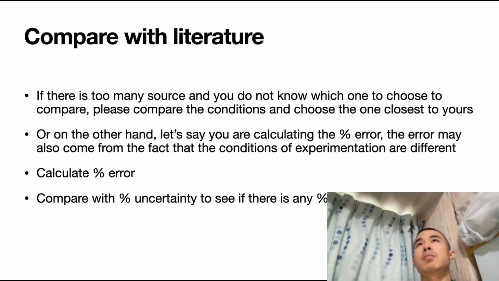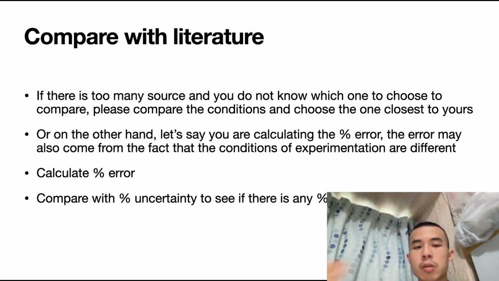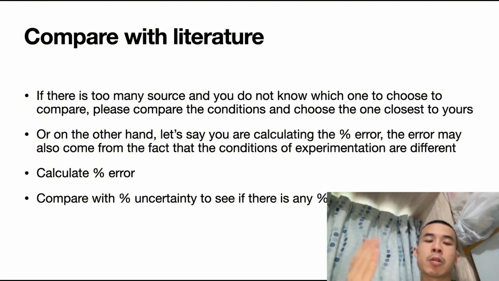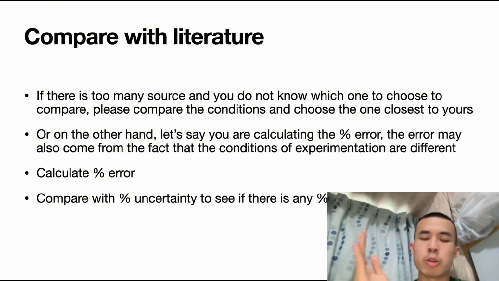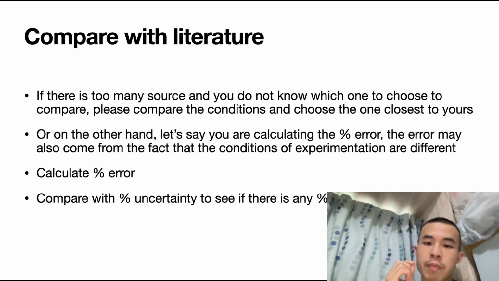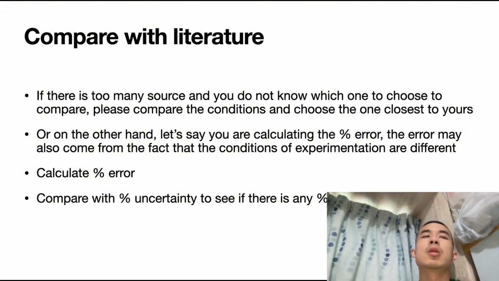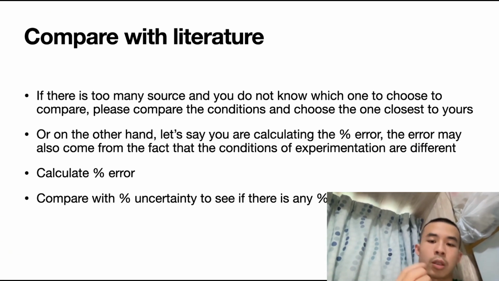Now sometimes you might have several sources found online, of different papers. So which value should you choose as a literature value? If that is the case, I think the best way is to compare the conditions of your own experiment versus that literature paper's condition, and choose the one that's closest to yours.